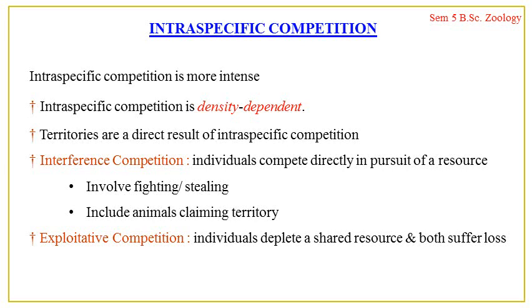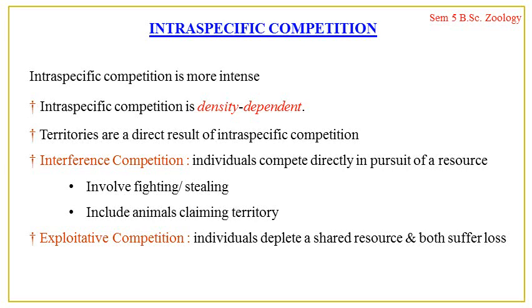Okay, so you can see intraspecific competition is actually density dependent. Now you can see that this intraspecific competition involves both direct as well as indirect interactions. It needn't always be direct, that is, it needn't involve two individuals of the same species coming together and confronting directly. It could also be indirect. So intraspecific competition can be both direct or indirect interactions between the members of the same species.